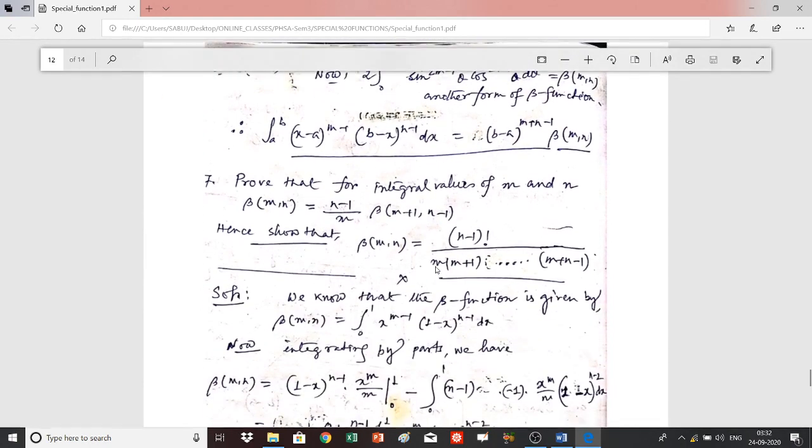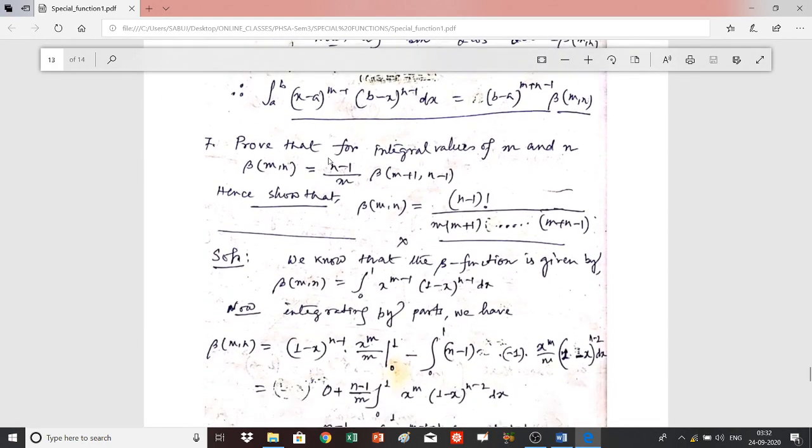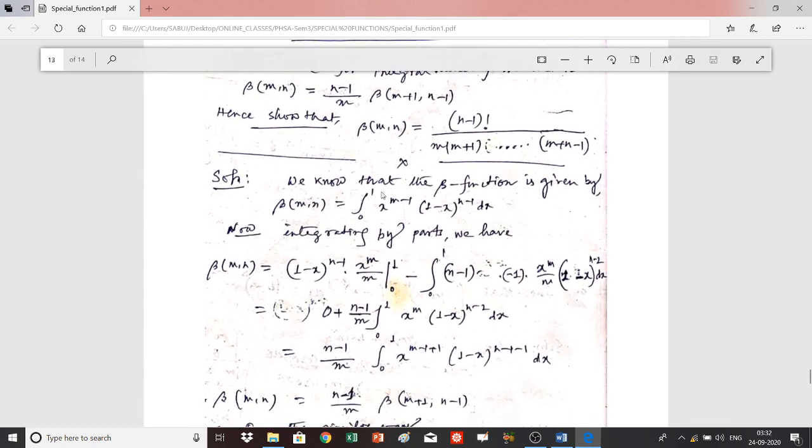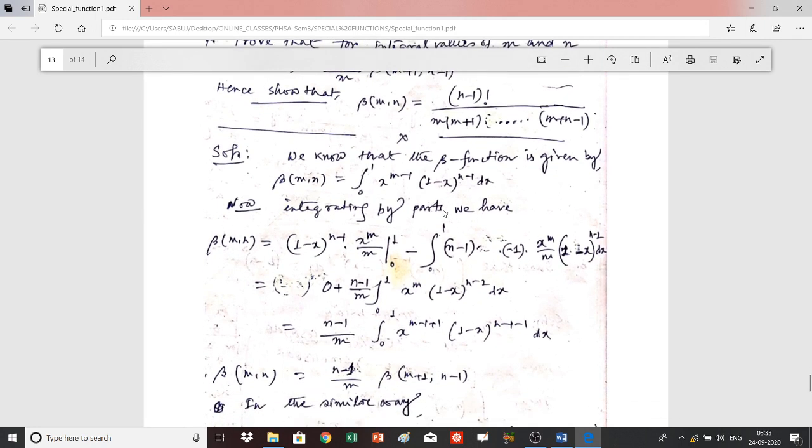Now another problem is here: you have to prove that for integral values of m and n, beta mn is equal to (n minus 1) by m beta (m plus 1, n minus 1), and from that you have to prove beta mn is equal to (n minus 1) factorial by m into (m plus 1) and so on up to (m plus n minus 1). To do that, you just recall the definition of beta mn, which is given here.